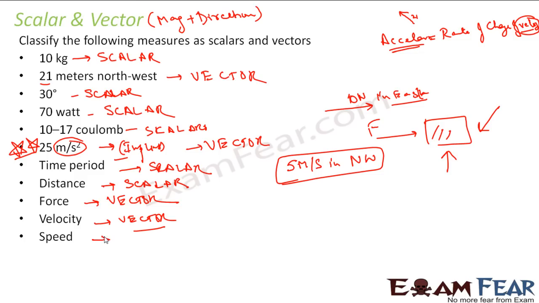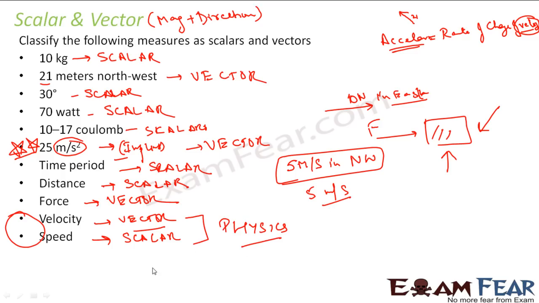Speed. Speed is not a vector. Please note, speed is velocity minus direction. Why? When I'm saying speed, I'm telling only 5 meter per second. I'm not telling direction. But when I'm talking about velocity, I'm talking about speed and direction both. This is a trick in physics actually. If you are a physics student, you'll understand it better. When you talk about speed, you talk about only magnitude, 50 meter per second, 10 meter per second, like that. But when you talk about velocity, you talk about speed plus direction.